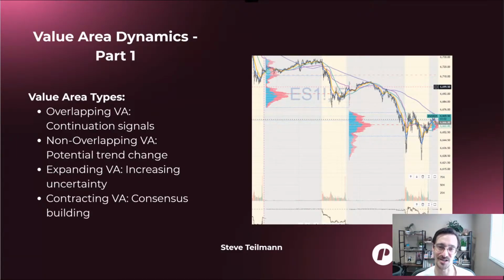Because you want to see it tightening up. You want to see it getting more coherent if it's going to turn around. So that's just something to keep in mind.